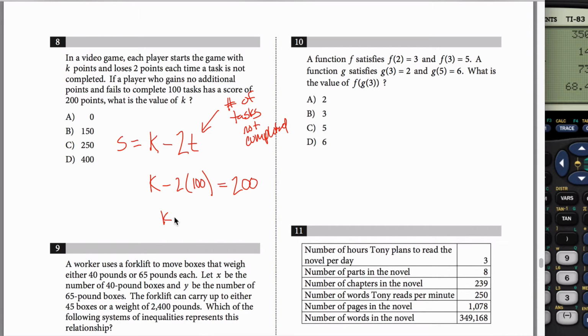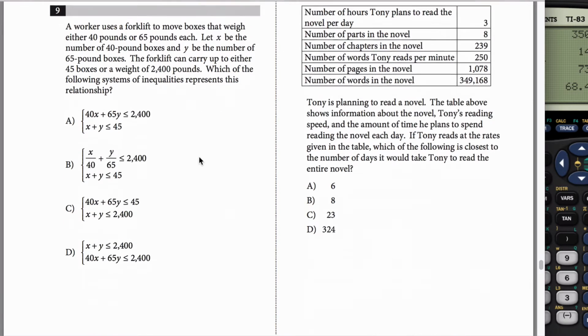Well, this is saying K minus 200 equals 200. So if I add 200 to both sides of the equation, I get 400. If you're worried that you set this all up wrong, talk yourself through it after you get the answer. If I start with 400 and I lost 2 points every time I messed up, and I messed up 100 times, I'd be losing 200 of these 400. I'd be left with exactly 200. Looks like that's the answer.